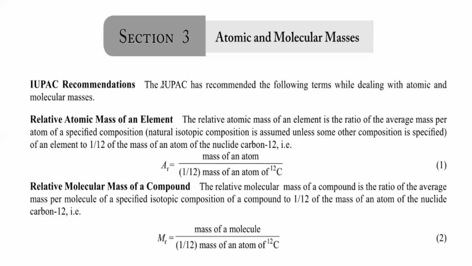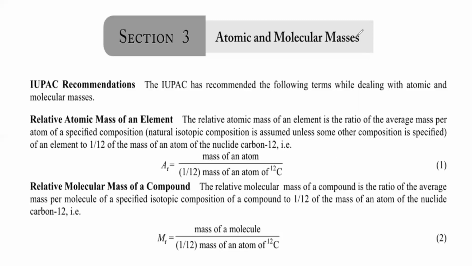All the atomic masses of the elements are compared with respect to the mass of the carbon atom, that is the carbon-12 isotope. Actually, carbon has two isotopes, carbon-12, the natural carbon atom, and the carbon-14 isotope also, but 1/12 of the mass of the carbon-12 atom is taken into consideration. Next, relative molecular mass of a compound. The relative molecular mass of a compound is the ratio of the average mass per molecule of a specified isotopic composition of a compound to 1/12 of the mass of an atom of the nuclide carbon-12. So it is also the mass of the molecule divided by 1/12 of the mass of a carbon atom.